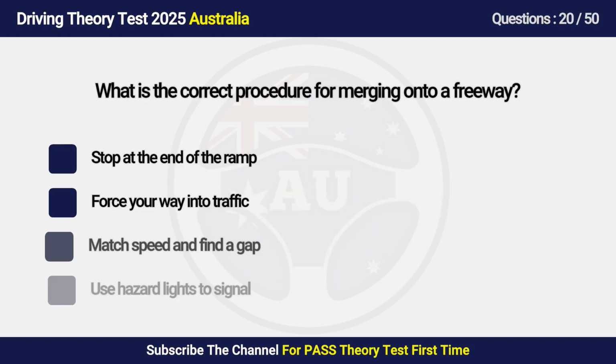Question 20. What is the correct procedure for merging onto a freeway? A. Stop at the end of the ramp. B. Force your way into traffic. C. Match speed and find a gap. D. Use hazard lights to signal.